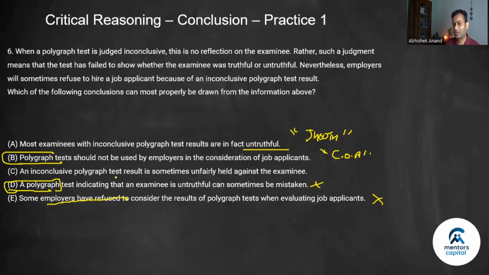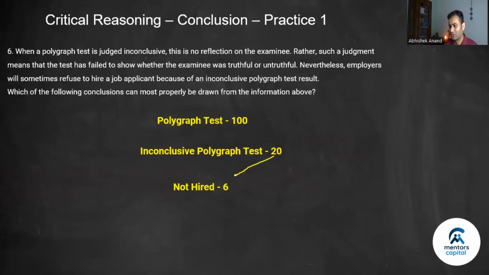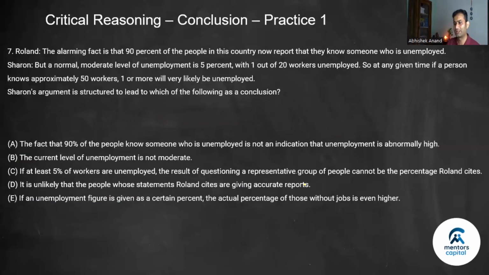An inconclusive polygraph test is sometimes unfairly held against the examinee. We have here, out of 20, 6 people not hired. I didn't know whether these people are liars or honest, but still I am not hiring them on the basis of an inconclusive polygraph test. So this is not fair. Again, this has some mistake, but this has the least mistake. Why? Because I'm assuming that among the 6, some were truthful. What if all of these 6 were liars? If all these 6 were liars, then this was not unfair. But this one is relatively less erroneous as compared to your other choices. All right. 7th.